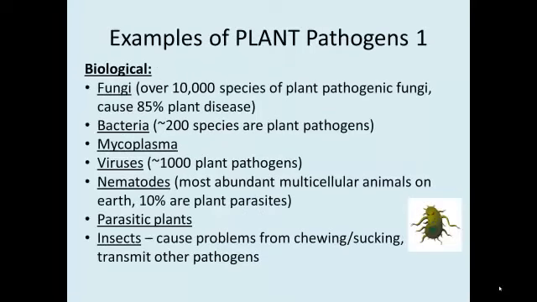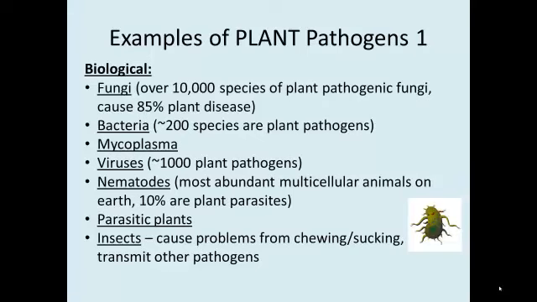Some examples of plant pathogens. Biological pathogens, which would be microbes as a general rule. Fungi are the biggest enemies of plants, which is interesting considering the importance of fungi and symbiotic relationship with mycorrhizae. Fungi also have co-evolved with plants to form all sorts of pathogens that cause disease. Estimated up to 85% of plant diseases are fungal related.